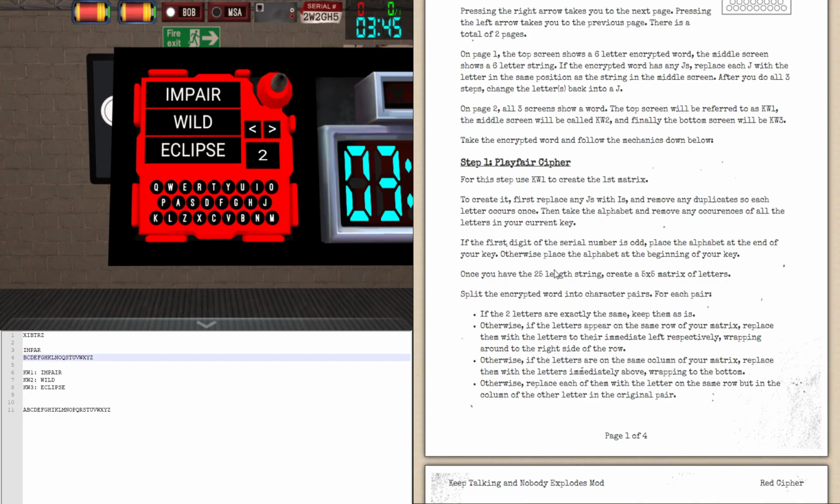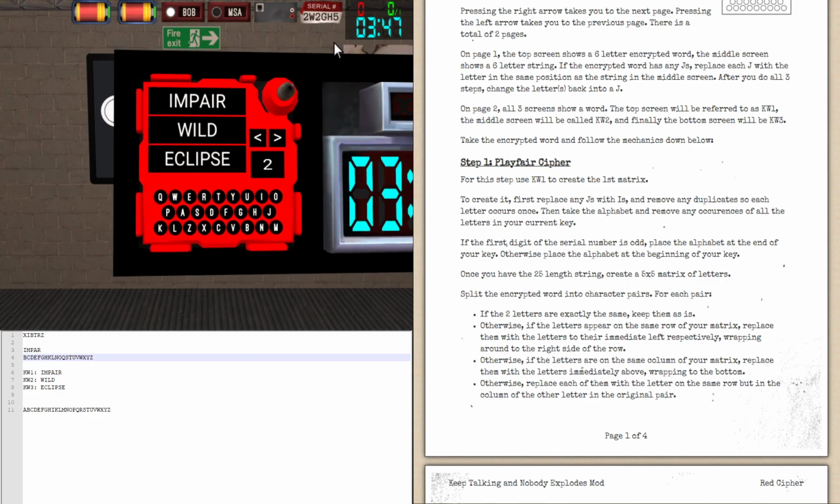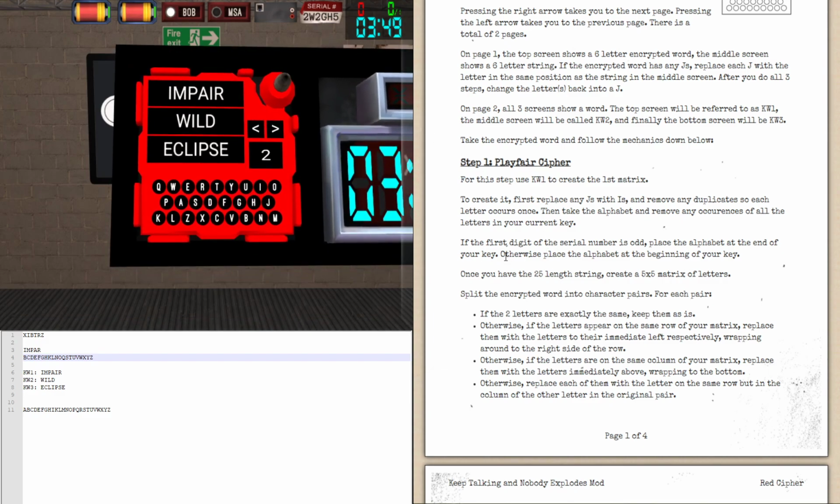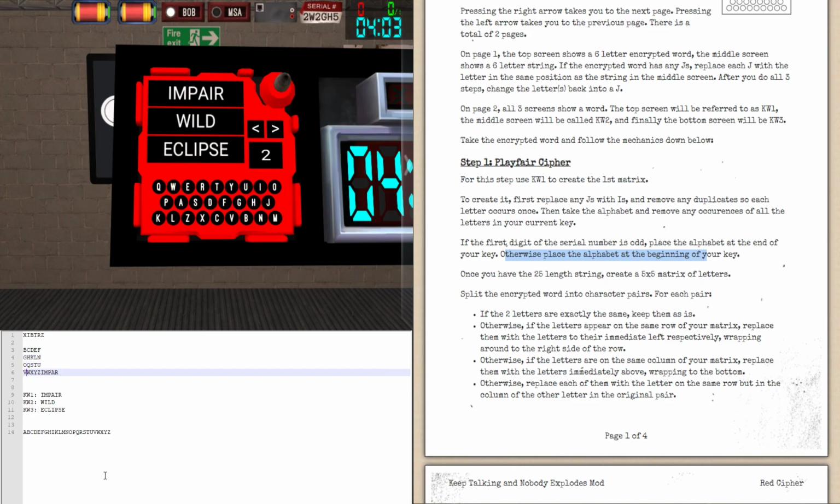Now, if the first digit of the serial number is odd, which it isn't, otherwise we place the alphabet at the beginning of our key. So this alphabet will be placed right in front, like so. Then we split it off into a 5x5 matrix. A 5x5 matrix just means 5 rows of 5 columns of letters, using our key here.